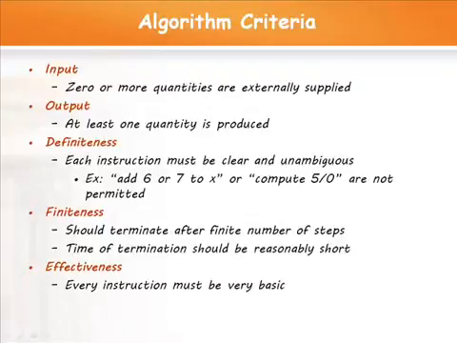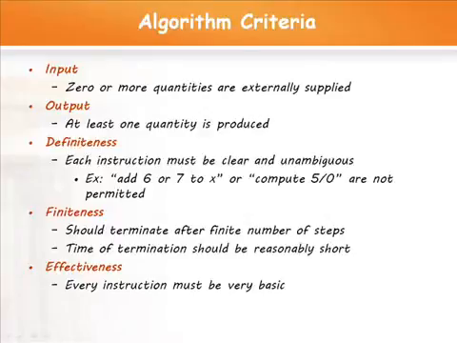The third one is definiteness. Definiteness says that each instruction in the algorithm must be clear and unambiguous. There should not exist any instruction which creates ambiguity in the algorithm. For example, if we consider the instruction "add 6 or 7 to x", it leads to two forms of instruction, either 6 plus x or 7 plus x, which leads to ambiguity. Similarly, another instruction, "compute 5 by 0", gives an infinite result. Hence, such instructions should not be used in the algorithm.